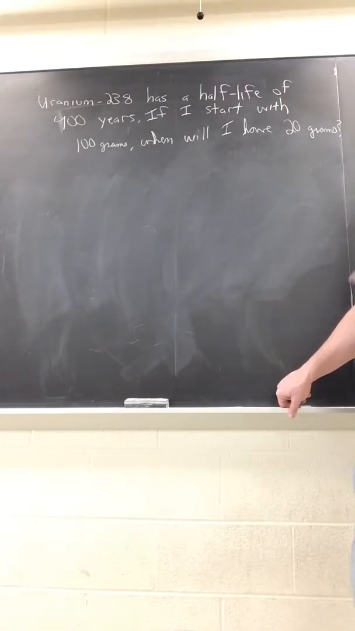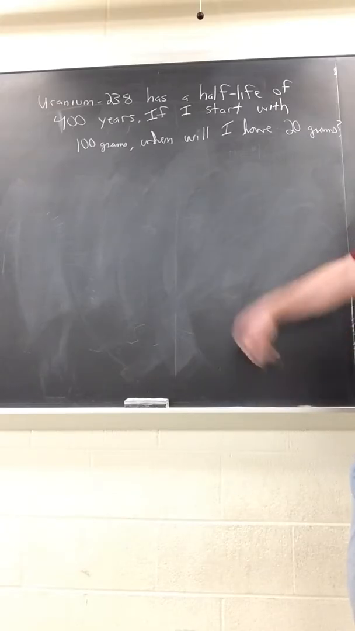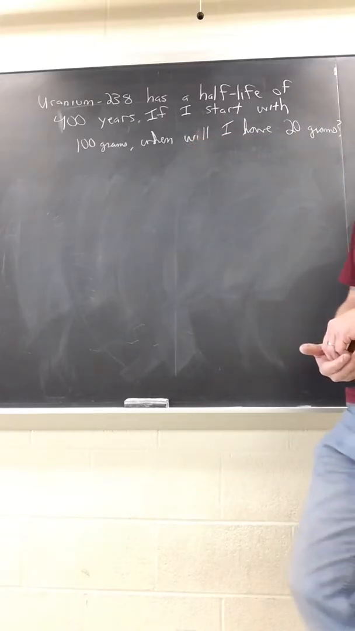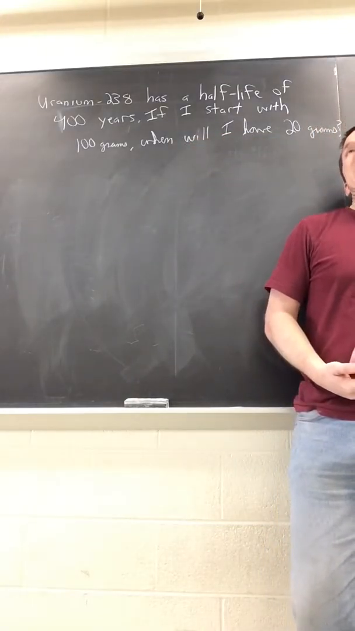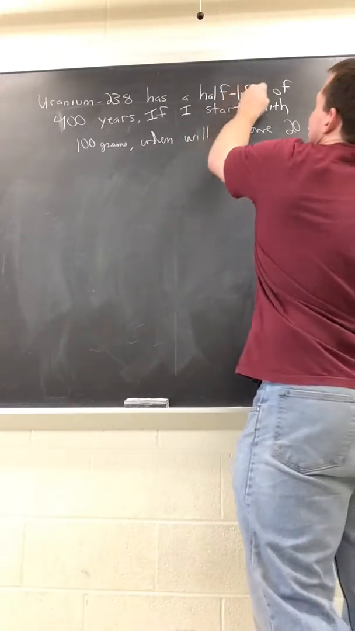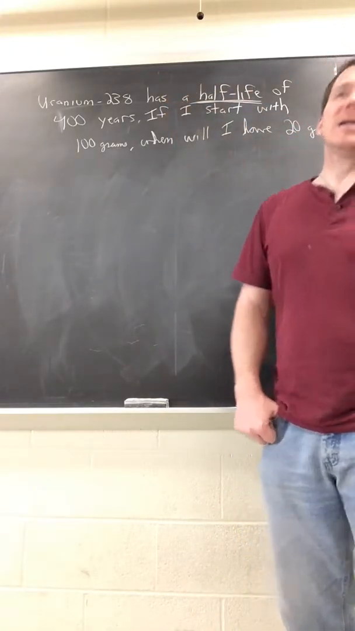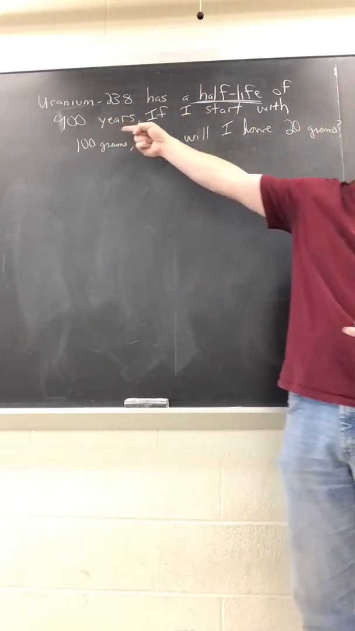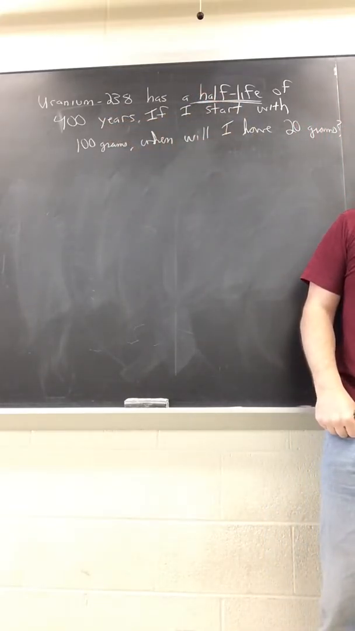I'll point out I'm just totally making that up for the purposes of this problem. Don't go check a chemistry book because I'm just making this up. If I start with 100 grams, when will I have 20 grams left over? And in order to solve this, we have to understand what half-life is. Essentially, half-life tells you in this amount of time, 400 years, I will have half of what I started with.